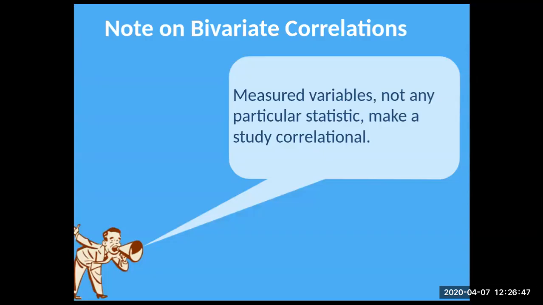Nope, that's right. So again, as the guy is shouting at you, measured variables, not any particular statistic, not an F value, not an R value. Actually, it would be a T value. Make a study correlational. So just because I know that the conventional way of thinking about it was if you had an R value, it's a correlation.